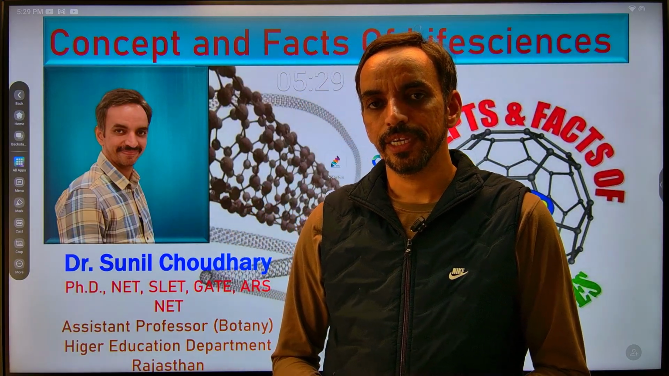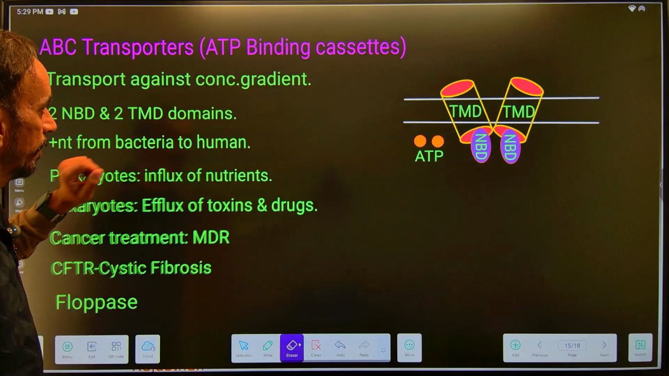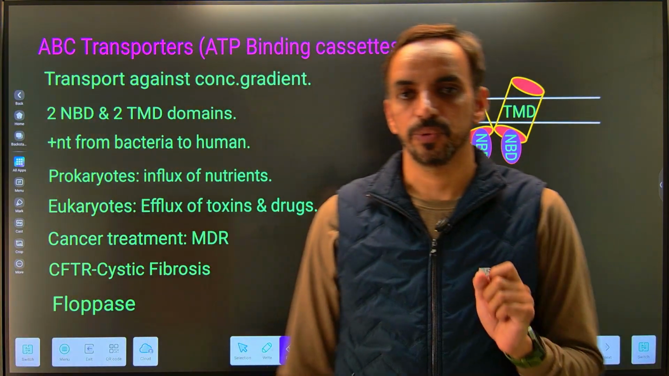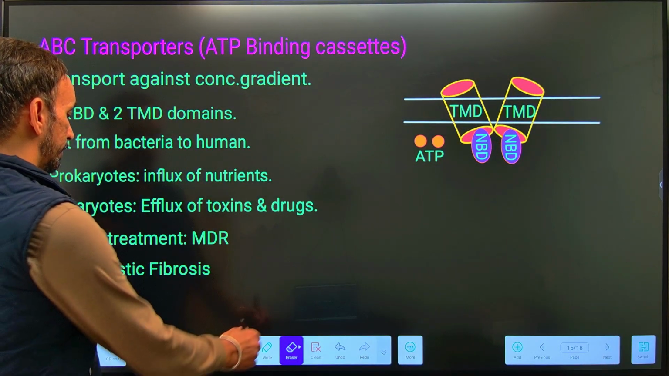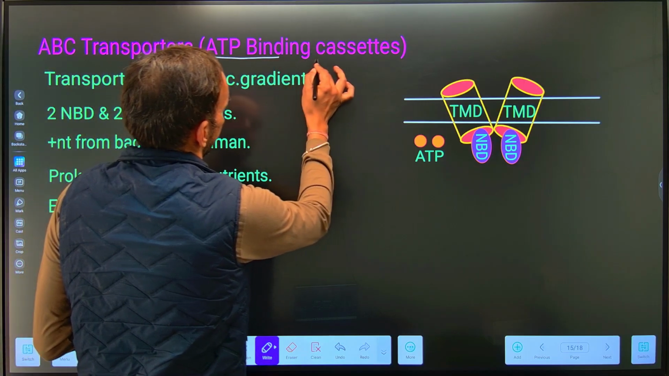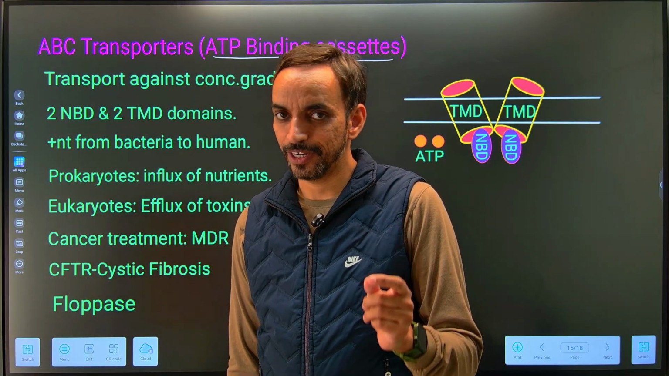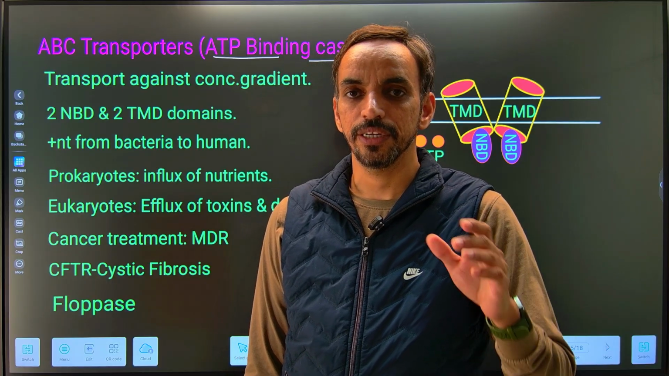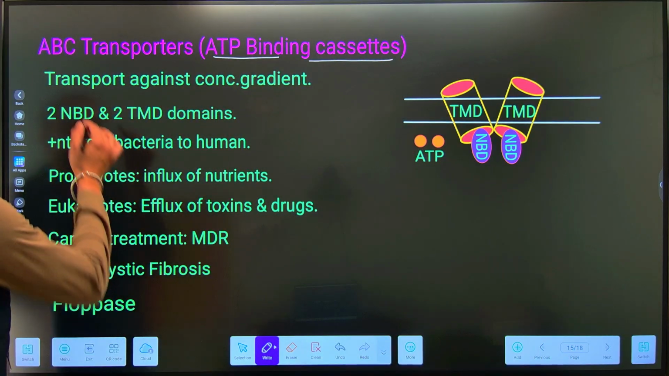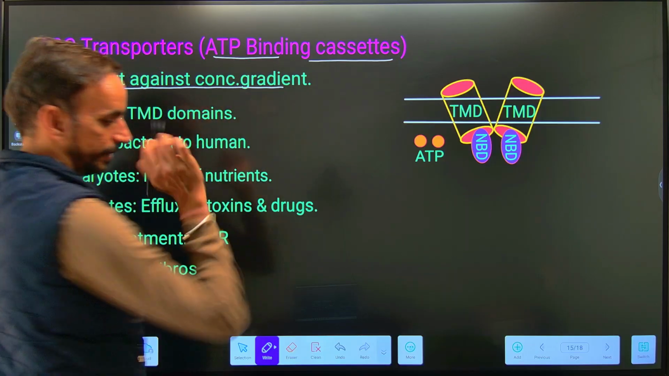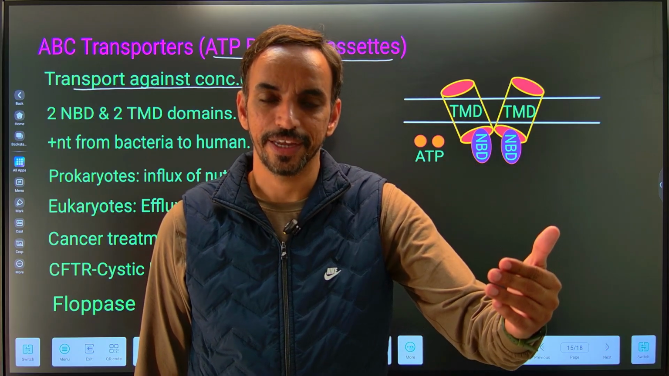So in this video, we will take some specific type of transporters, which are the ABC class of transporters. Now these ABC transporters are also known as the ATP binding cassettes. So there is an involvement of energy. These transporters are involved in the process of active transportation. So here the transportation of molecules is against the concentration gradient, means from lower concentration to higher concentration.